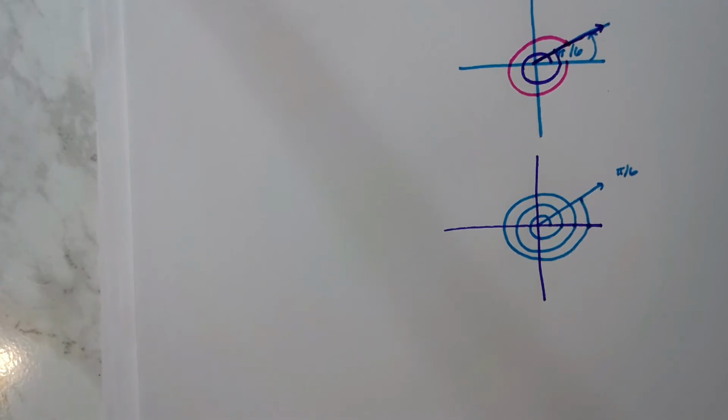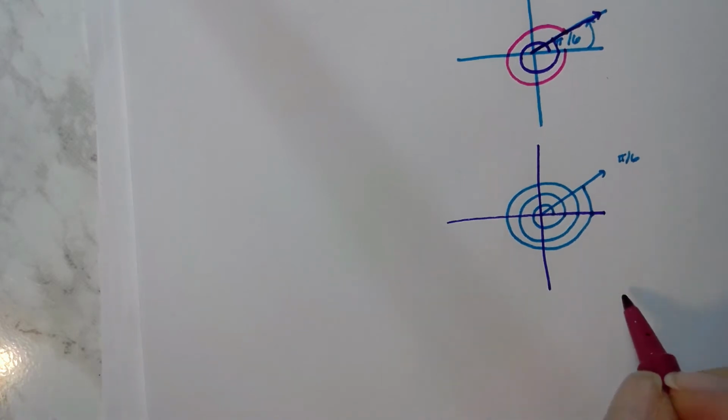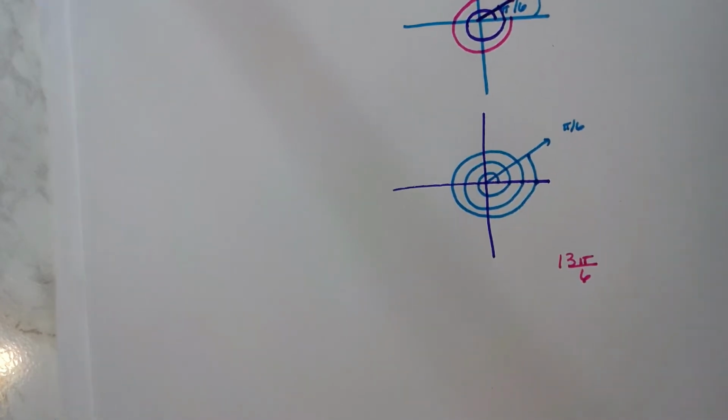It says, for the positive angle 13 pi over 6, subtract 2 pi to obtain a coterminal angle. So they're giving you a starting angle of 13 pi over 6, and actually I'm going to put the book back because there's a picture there.